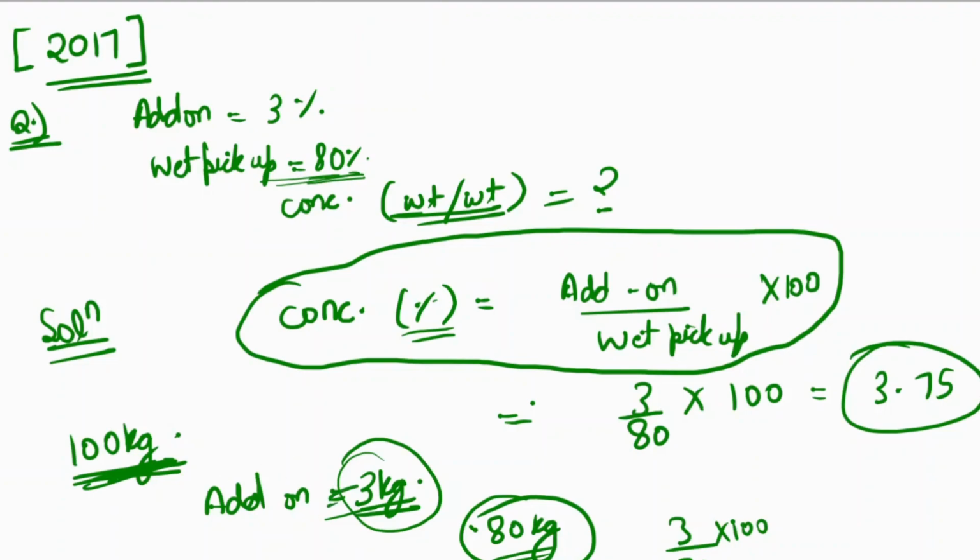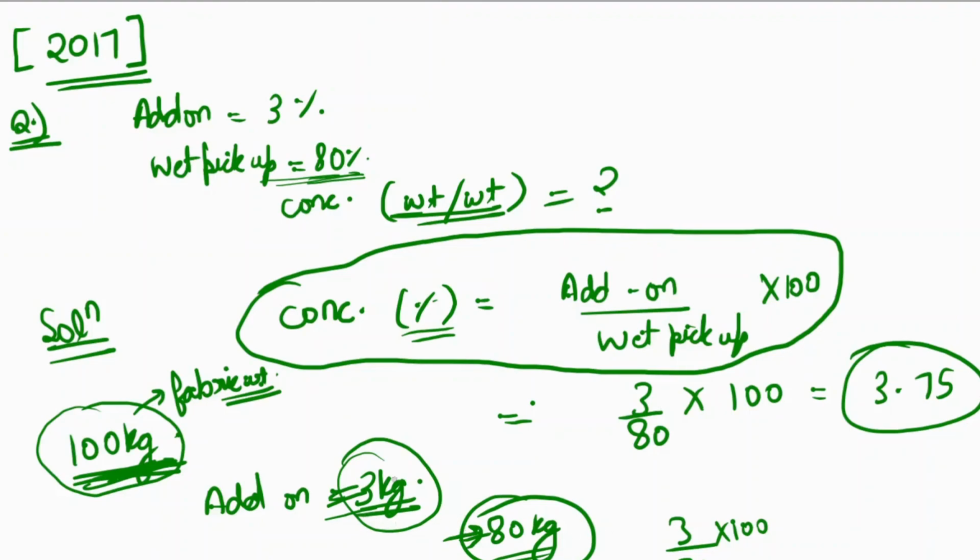So 80% is the wet pickup. The 3 kg is the 3% add-on on the weight of fabric. Fabric weight is supposed to be 100 kg, and add-on is 3% on the weight of 100, so it is 3 kg. The wet pickup: total weight is 100 kg, and only 80% is wet pickup on the weight of fabric. So the amount of the finish solution is 80 kg only.